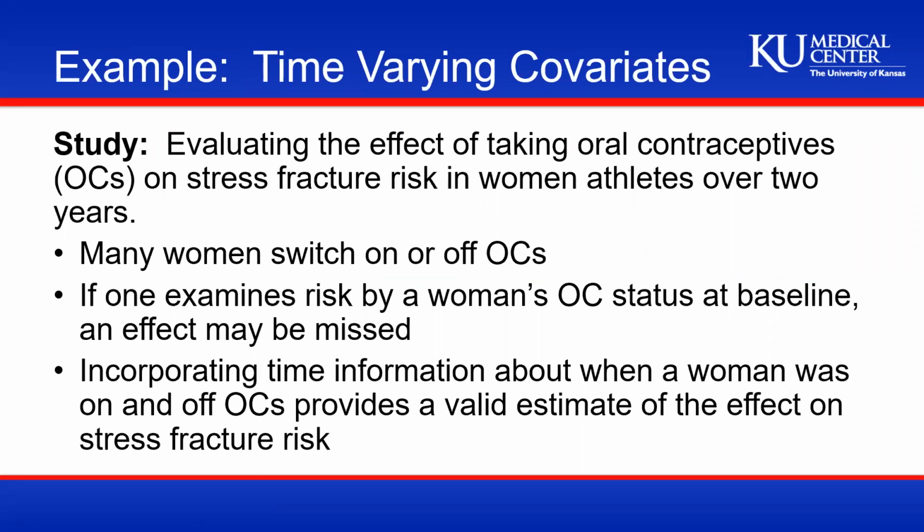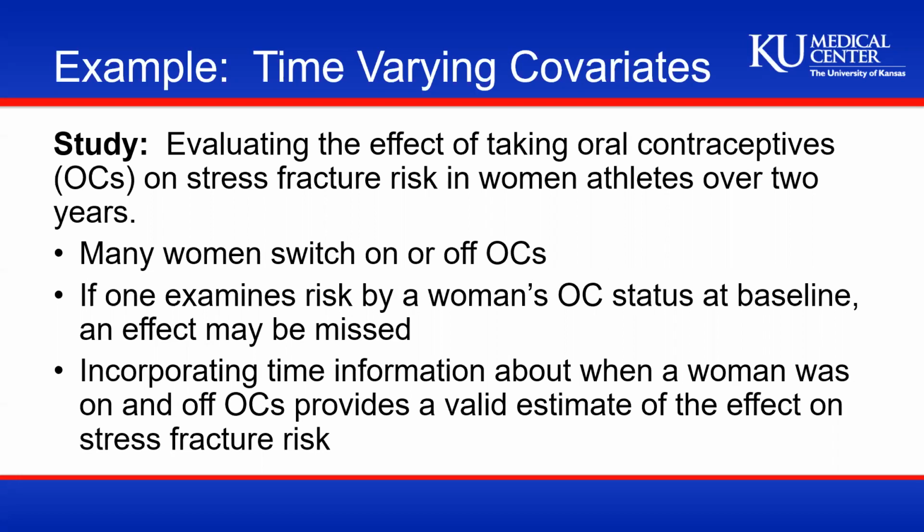And finally, the nice thing about survival analysis is it allows you to formally incorporate changing exposures over time or changing treatments over time through something called a time-varying covariate. So suppose you have a study where you're evaluating the effect of taking oral contraceptives on stress fracture risk in women athletes over 2 years. But you're doing it in an observational way where you're just asking individuals about their oral contraceptive use as opposed to randomly assigning them to use it or not, because that's not really ethical, right?